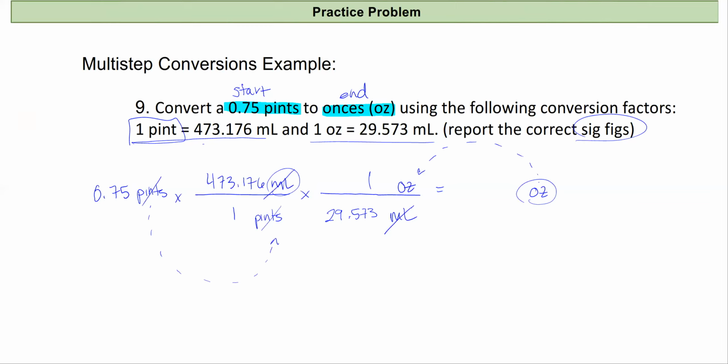Now I'm going to plug this all into my calculator and get an answer that is 12.000202. Well, I've got 2 significant figures to start with. So I'll report 2 significant figures at the end of my calculation. So I'll have 12 ounces. And that's how we walk through one of these multi-step conversion problems.